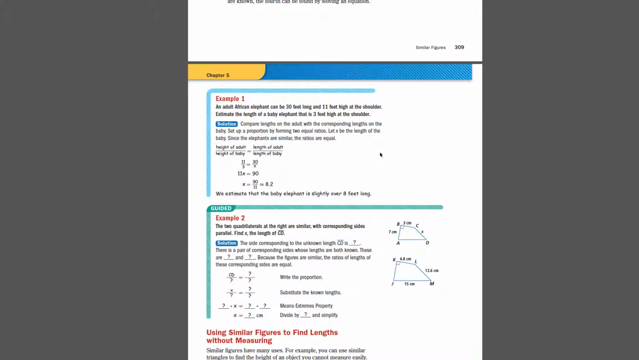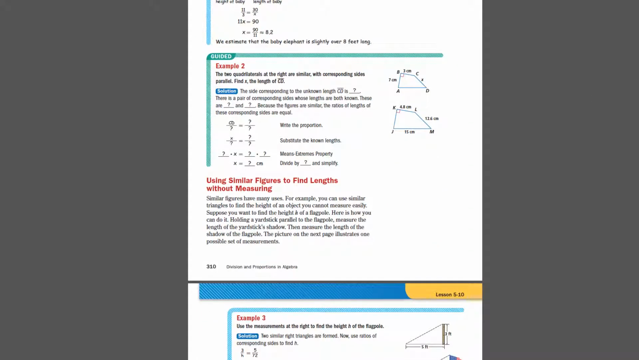We'll solve for x. The height of the adult we know is 11. The height of the baby we know is 3. The length of the adult we know is 30. The length of the baby is our unknown. We're trying to find that. That's x. We use the means-extremes property here. So we go from 11/3 equals 30 over x to 11 times x equals 90. Divide both sides by 11, so x equals 90 over 11, or approximately 8.2. So the baby elephant is slightly over 8 feet long. Okay, they're similar, so since they're similar, we can use this ratio of similitude.